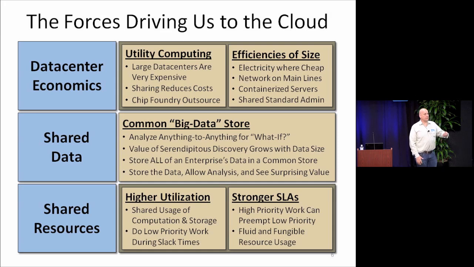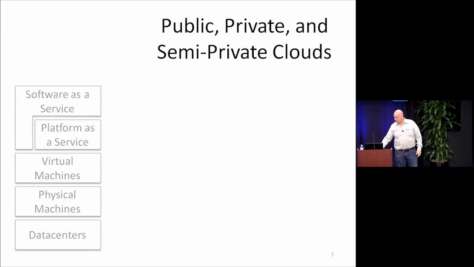And finally, shared resources. We want to see higher utilization of resources. And what does that mean? It typically means managing priorities so that if something of high priority comes, I can bump aside the lower priority, but then having a notion of lower priority work that can fill in the gaps when the higher priority work pulls back. Now, in order to do that, you have to have standardized usage, and you need to figure out what it means to share that stuff. And you want to do stronger SLAs, allowing that higher priority work to do it. But what's the fungibility? What's the fluidity to allow that to occur? So the three forces are data center economics, shared data, and shared resources.